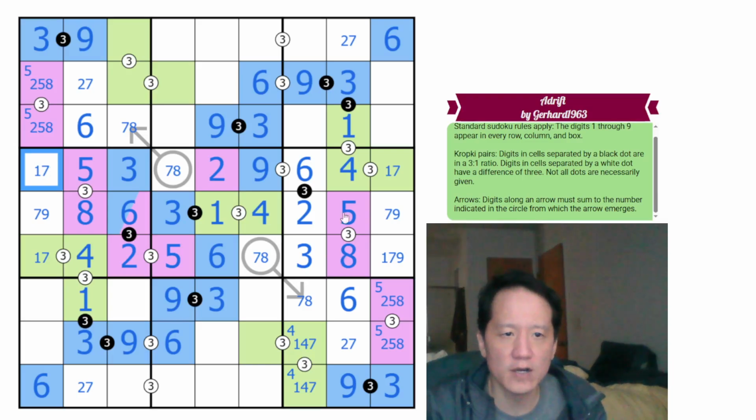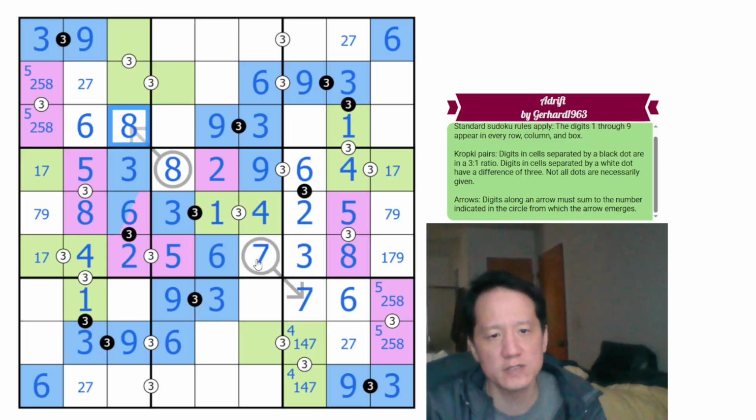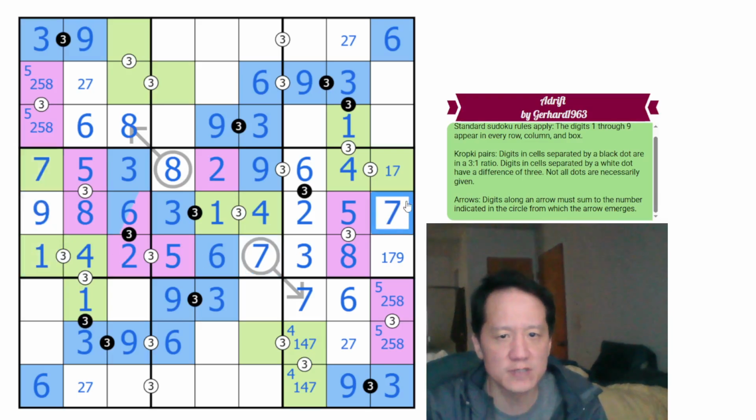So now we have a 1, 7, 1, 7 pair here and here. So this can't be 1 or 7, therefore this must be 8, which makes this a 7. Therefore, this is 7. This has to be 8. This can't be 7 here because of that 7, so this is 1, which makes that 7. This has to be a 9. That makes this a 7, which makes that a 1, which makes this a 9.